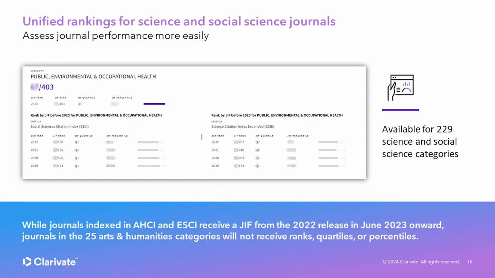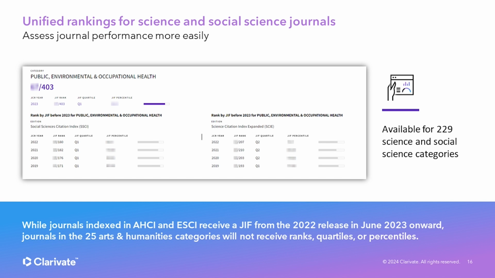And we also unified rankings for science and social science journals. Previously, all journals indexed in the Science Citation Index Expanded and the Social Sciences Citation Index were ranked in their category or categories by journal impact factor. This meant that a journal might have 2 ranks. As you can see on the slide, in the 2022 data, this journal had 2 ranks. It was ranked in a group of 180 public health journals in the social sciences, and in a group of 207 public health journals in the sciences. So you have a rank for Social Sciences and a rank for Science Citation Index Expanded.